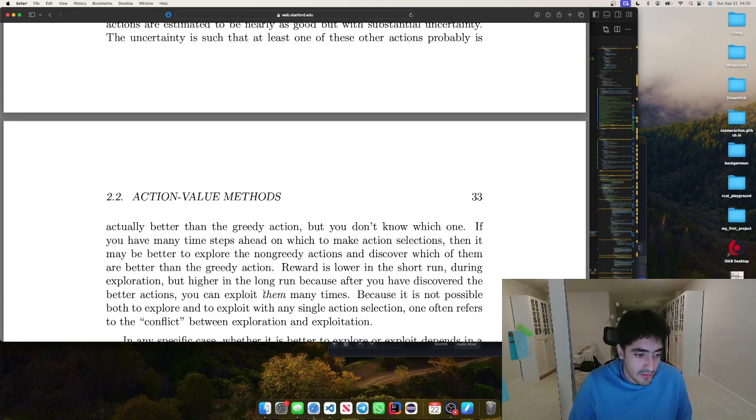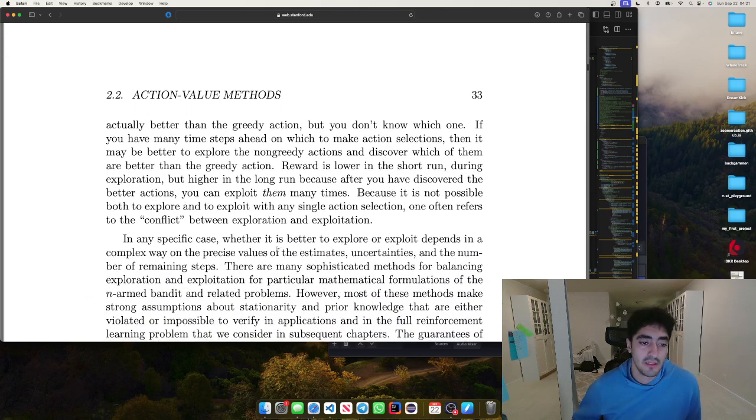It is not possible both to explore and to exploit with any single action selection. One often refers to the conflict between exploration and exploitation. In any specific case, whether it is better to explore or exploit depends in a complex way on the precise values of the estimates, uncertainties, and the number of remaining steps.